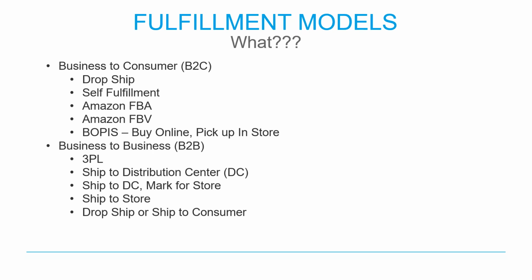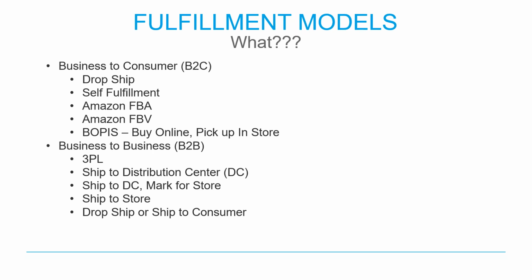B2C consists of drop ship, which is when a consumer orders an item from your e-commerce site and the order is forwarded to another party who then ships it to the customer. There's self-fulfillment, which is when you pick and pack the boxes and then send them out to the consumer.